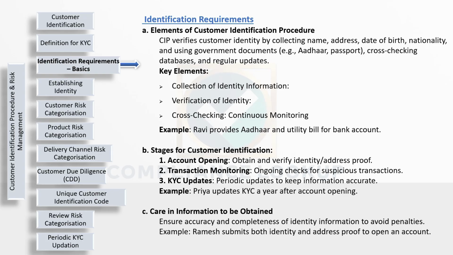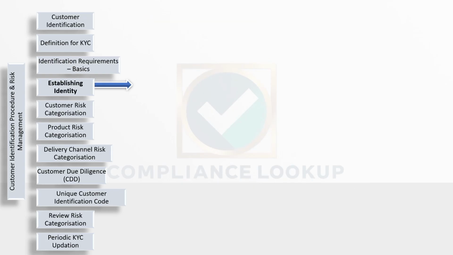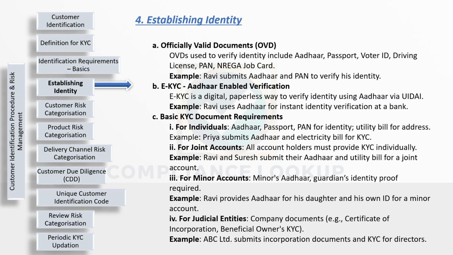4. Establishing identity. Officially valid documents (OVD). According to regulations, OVDs are documents accepted by financial institutions to establish a customer's identity. Examples of OVDs in India: Aadhaar card, passport, voter ID, driving license, PAN card.